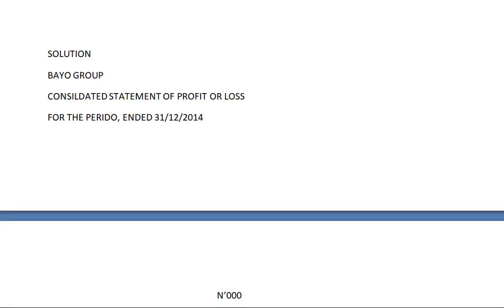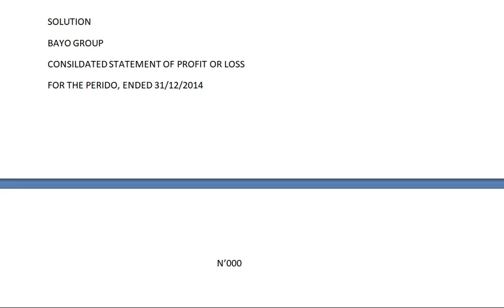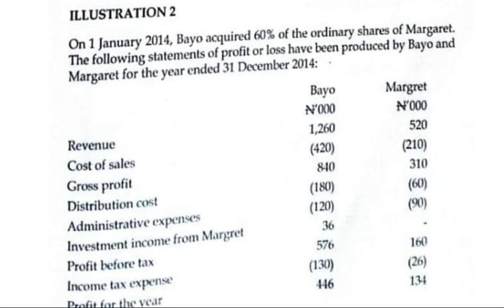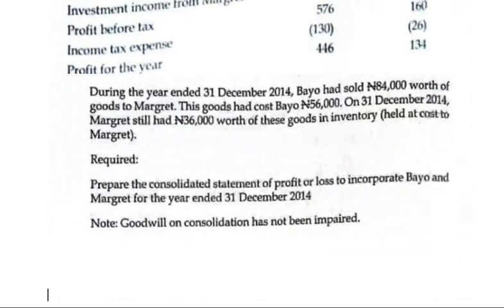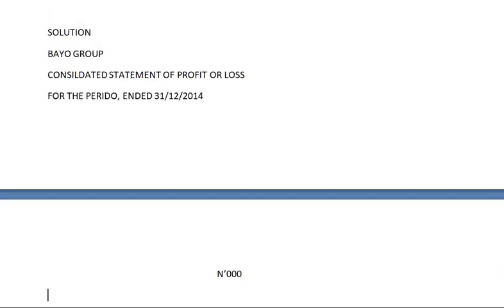This is step 1A, opening the bracket. Then step 1B, I said add like items. So let's go. The first thing that we have on this question is revenue. Yes, revenue. Then we have cost of sales and the like. So let's go, just the way it is. Revenue is the number 1.